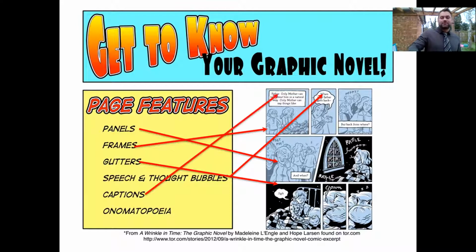We also have captions. Sometimes it helps the person reading the graphic novel to have a bit of reading to see what's actually going on. And then onomatopoeia are words that sound like the sound that they're supposed to be making, like bang, crash, wallop, smash. Yeah? And in this case, we've got rattle.